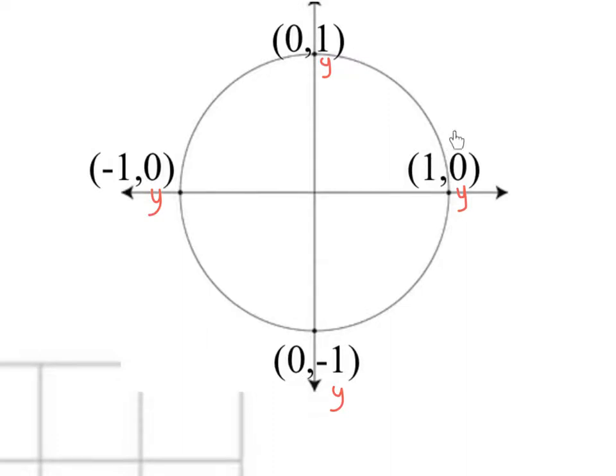So in the point 1, 0, the 0 is the y value. In the point 0, minus 1, the y is the minus 1. In the point minus 1, 0, the 0 is the y. And in the point 0, 1, the 1 is the y.